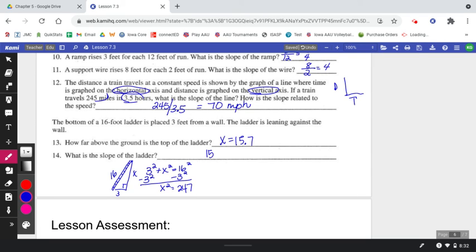So it says, what is the slope of the ladder? So it's rise over run, which gives me about 5.2. It doesn't turn back into a fraction.